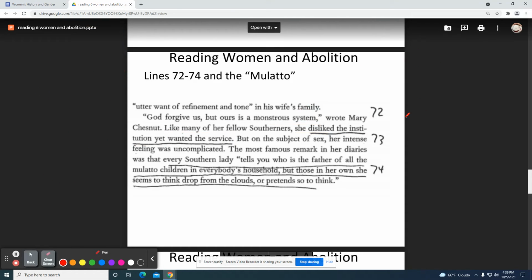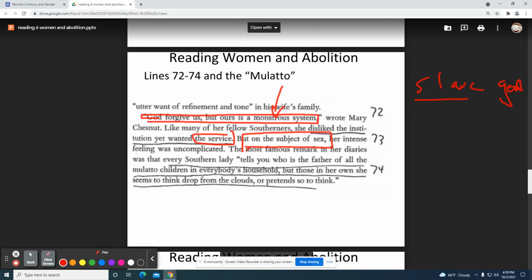So when we erase all of this stuff here, it almost plays out like, okay, this white woman seems to be against slavery. But what's her motive? As I said before, she still wants the service. That would tell me that in her view, slavery is good. But she's saying that it's a monstrous system. And the issue is the subject of sex. That's the key. She's feeling uncomplicated.